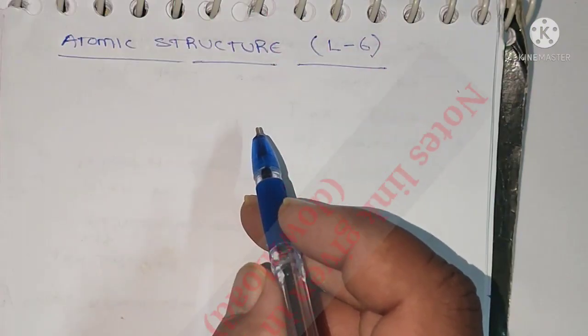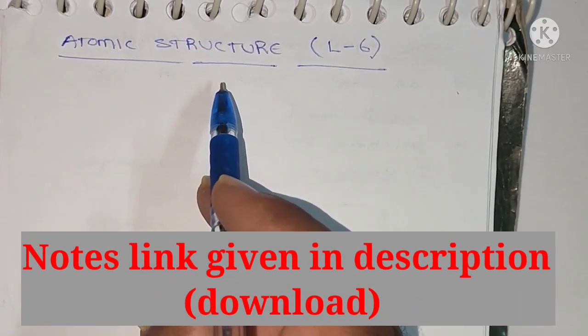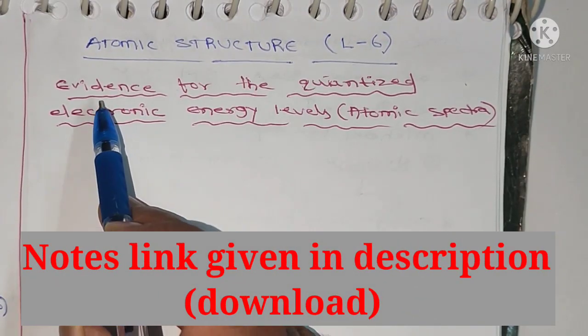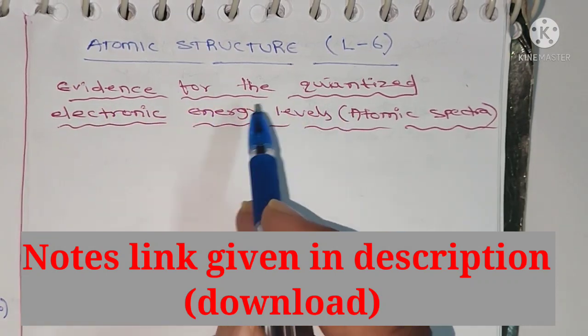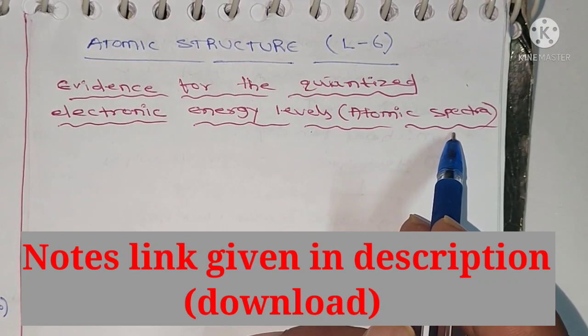Hello students, welcome to lecture 6 of atomic structure. Now our topic is evidence for the quantized electronic energy levels, atomic spectra.